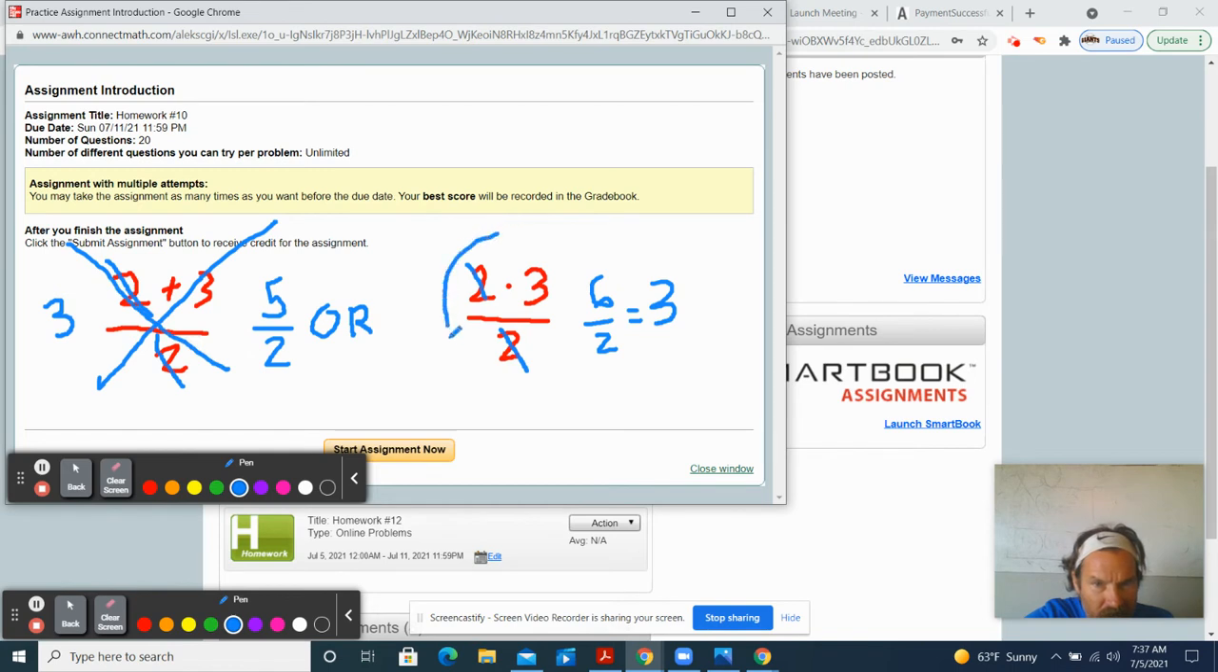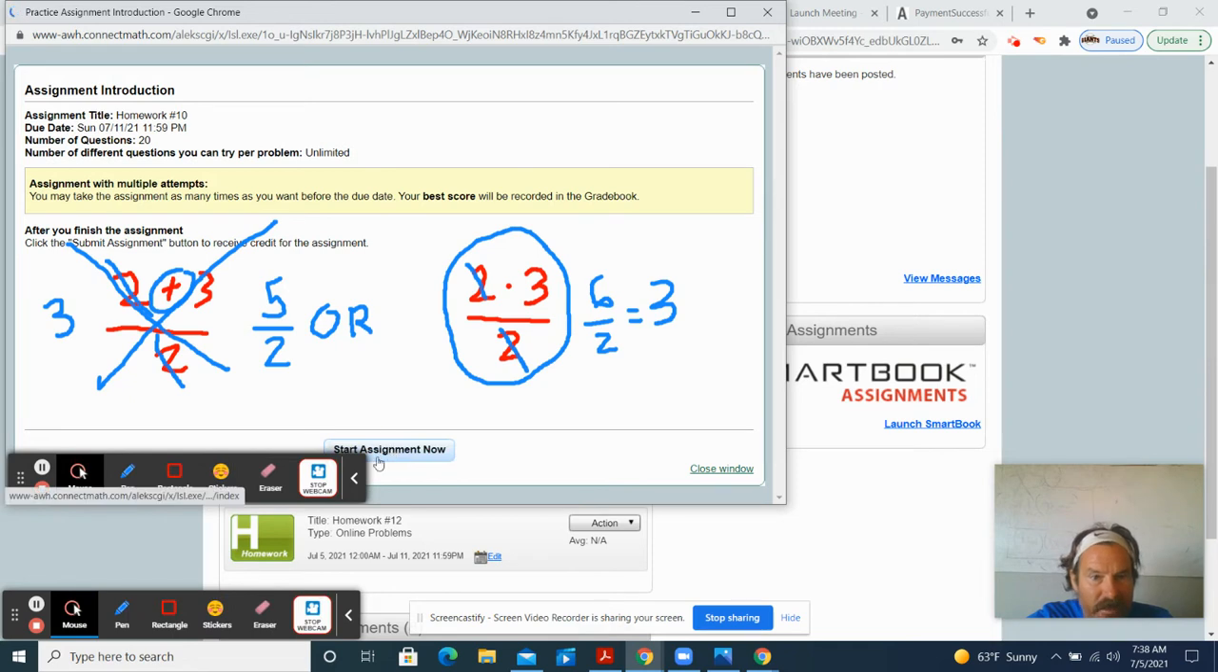And this is correct. What's the difference between the two problems? Well, the only difference is there's a plus sign over here and there's a multiplication sign over here. As long as we have multiplication going on, we can cancel. If we don't have multiplication, we can't cancel. And that's the idea on homework 10. Homework 10 is going to talk about rational expressions and simplifying rational expressions by canceling. But before we cancel, we need to make sure it's a multiplication problem. So sometimes we're going to have to factor.